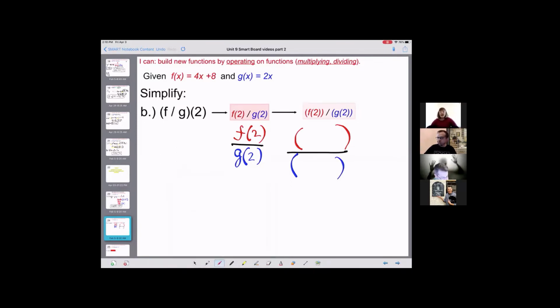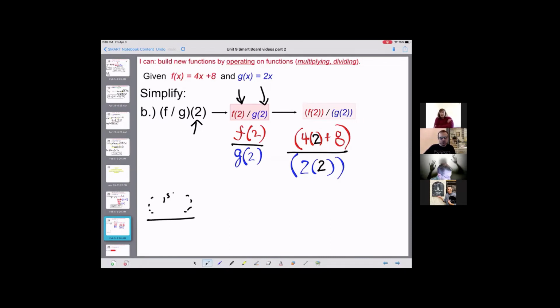In the numerator, we're going to have 4 with a set of parentheses plus 8. And in the denominator, 2 with a set of parentheses. This time, the value that's going inside those parentheses is a 2. Please remember when you're simplifying a fraction like this by hand, the fraction bar itself is a grouping symbol. It tells us first do the top, then do the bottom, and last divide.